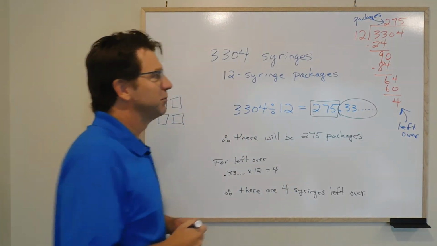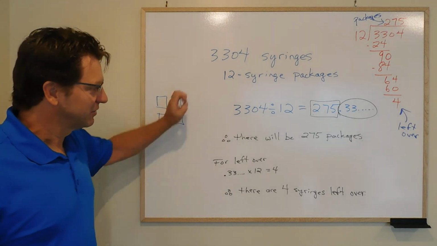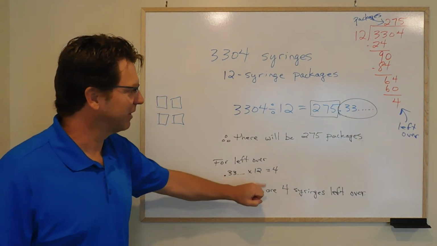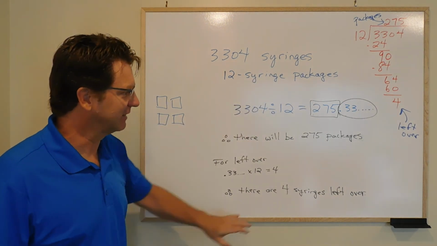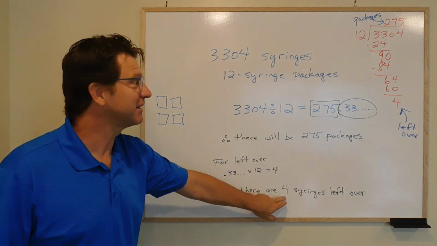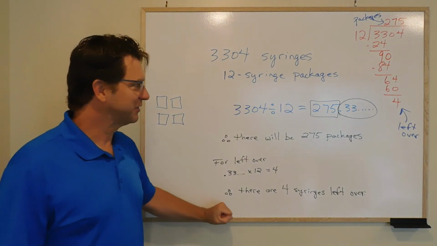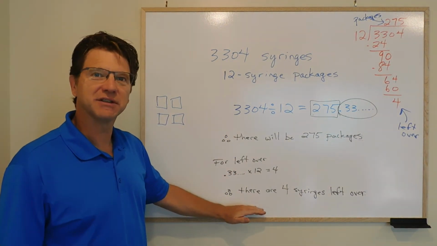But long division takes a lot longer. So this little technique of taking the decimal bit and multiplying it by how many are in the package is going to give you the exact same answer. So either way, we know there's 275 packages of syringes, and we know there's 4 syringes left over.